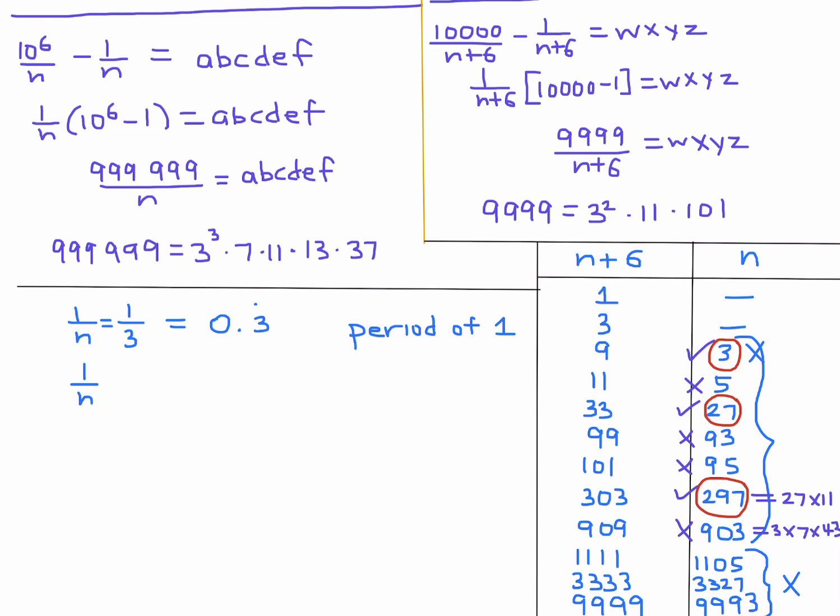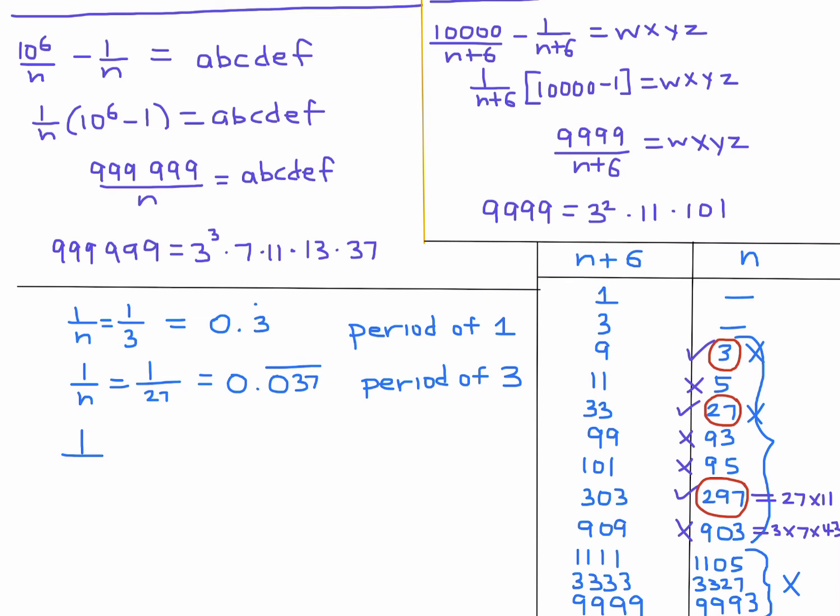Let's try 27. 1 over n, where n is 27. 1 over 27, well, that is 0.03737, and so on. So as you can see, that has a period of 3: 0, 3, and 7. So that period has not matched our criteria. Okay, well, there's only one left.